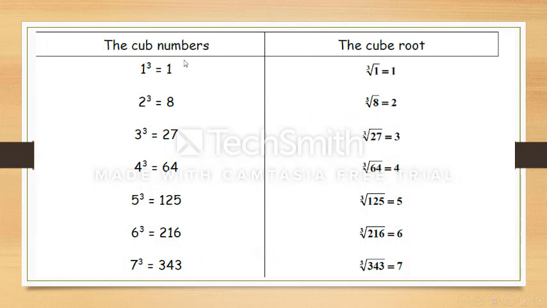And here we have the set of popular cube numbers, like 1 cubed equals 1, and 2 cubed equals 8, and 3 cubed equals 27, and so on. And in the opposite way, from getting the cube of any number, we get the cube root of this number, like the cube root of 1 equals 1, and the cube root of 8 equals 2, and the cube root of 27 equals 3, and so on.